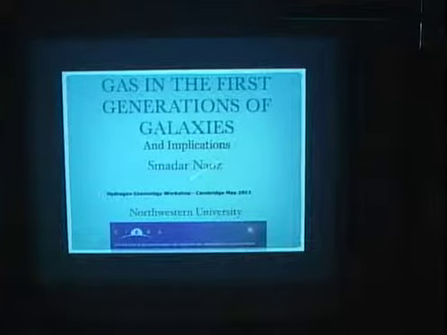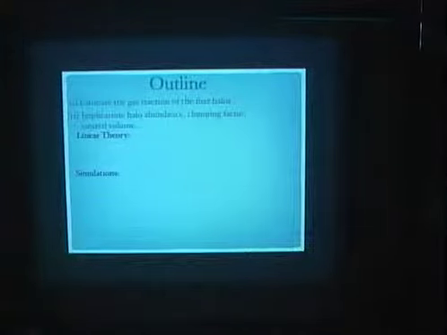And I added an implication, so if I get to it, I'll add a few, I think, interesting implications. I'm going to talk, as I said, about the gas, but then I'm going to use two different tools. I'm going to use linear theory and I'm going to use simulations. So from linear theory, we can understand the overall trend of the evolution, what's going on, the average behavior. And from simulations, we can have very detailed calculations of the physics. And I'm going to use them both.